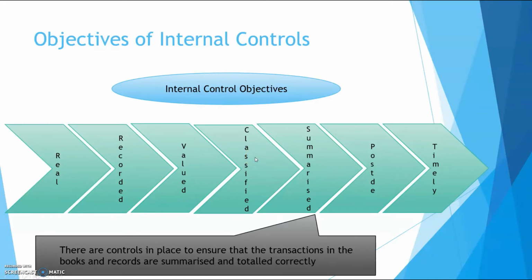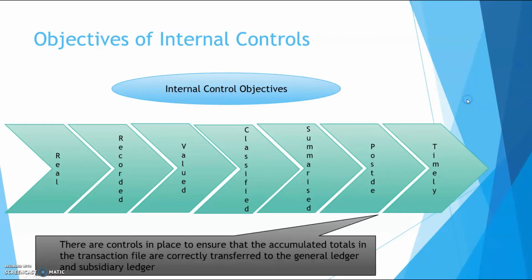The next objective is summarised. There are controls in place to ensure that the transactions of the books and records are summarised and totaled correctly. Posted. There are controls in place to ensure that the accumulated totals in the transaction file are correctly transferred to the general ledger and subsidiary ledger.